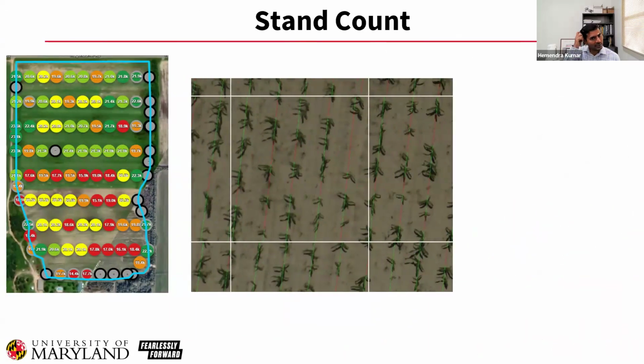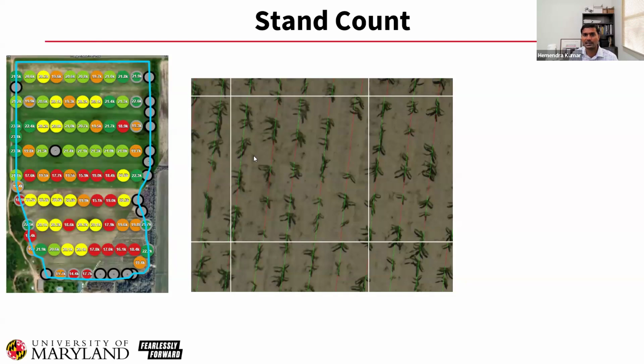So one example from the stand count, this is one of the fields in Alabama. If you see the northern part of this field in this figure, you see more green, right? But if you see the southern part of the field, you see more red. Something was happening in this field, right? And this is all by the drone imagery. We didn't go in the field and count. You see 20,000 in this area. If you come here, like 17 or 16,000 seeds or plants. So this is how it looks.